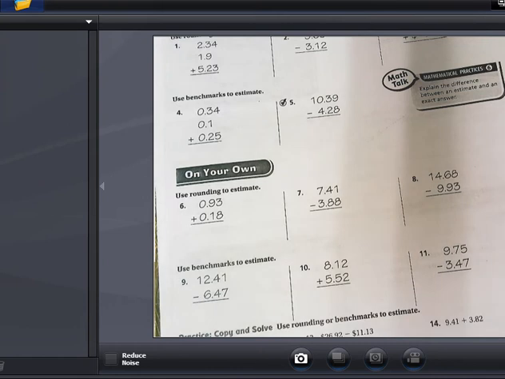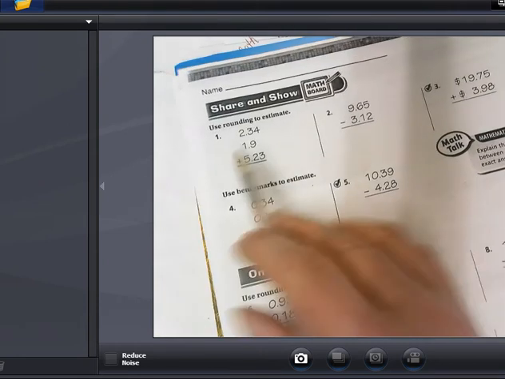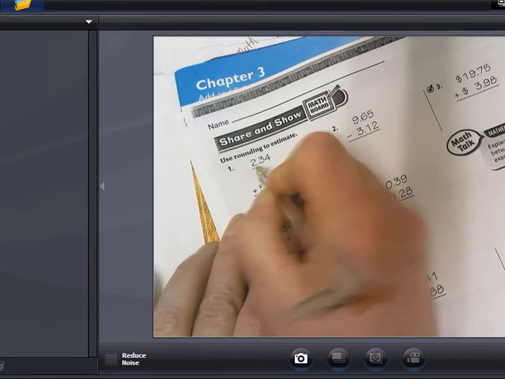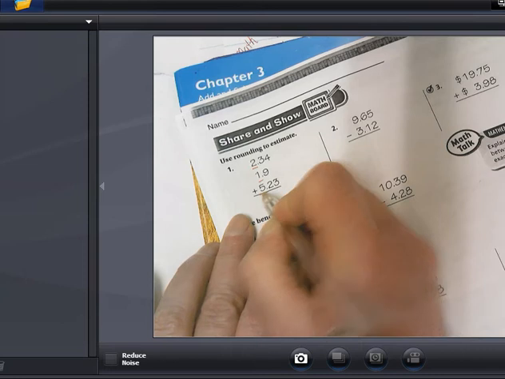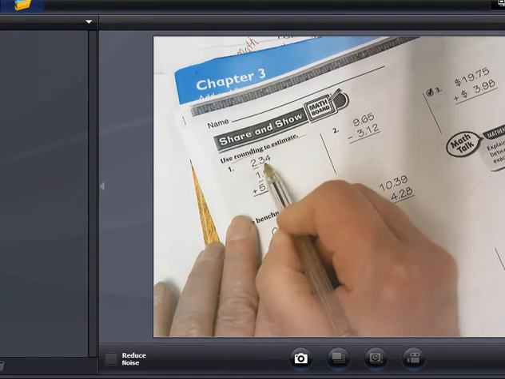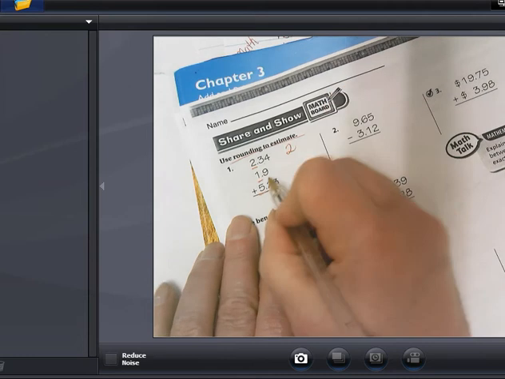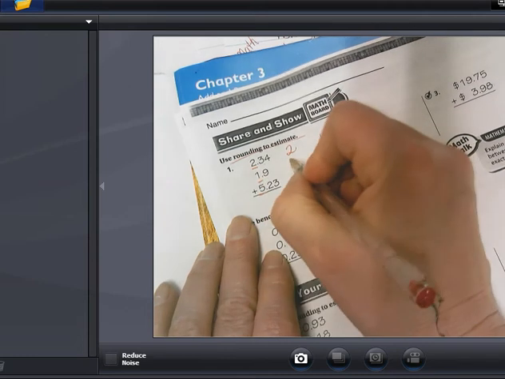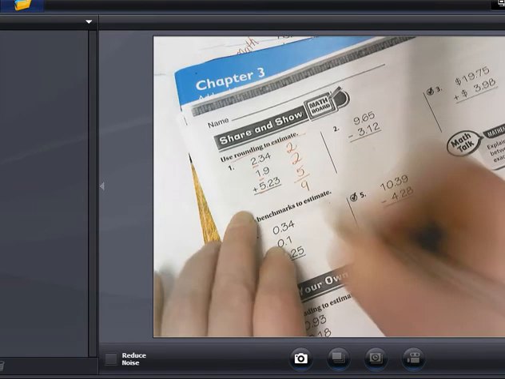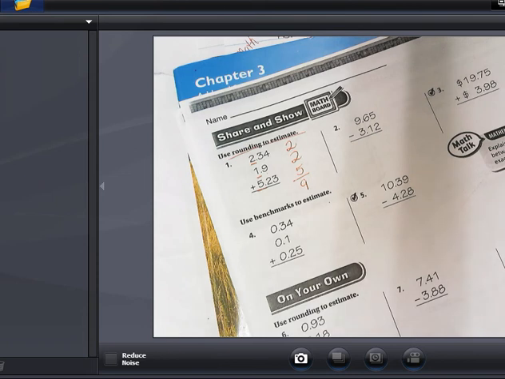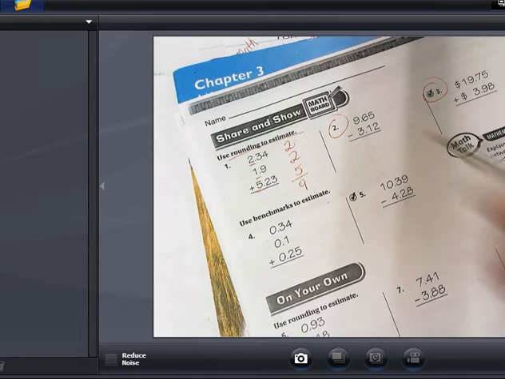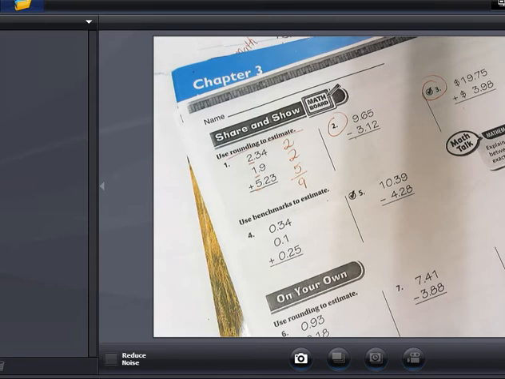Alright, so up here we're going to be using rounding. When we use rounding, we're going to go to the whole number. So this first one, it says use rounding to estimate. Go to the whole number. The 3 tells the 2 to stay the same. The 9 tells the 1 to go up. The 2 tells the 5 to stay the same. Add them together. My answer is about 9. Alright, I would like you to finish these two, please. Round them quickly. Watch the symbols of what you're supposed to do.